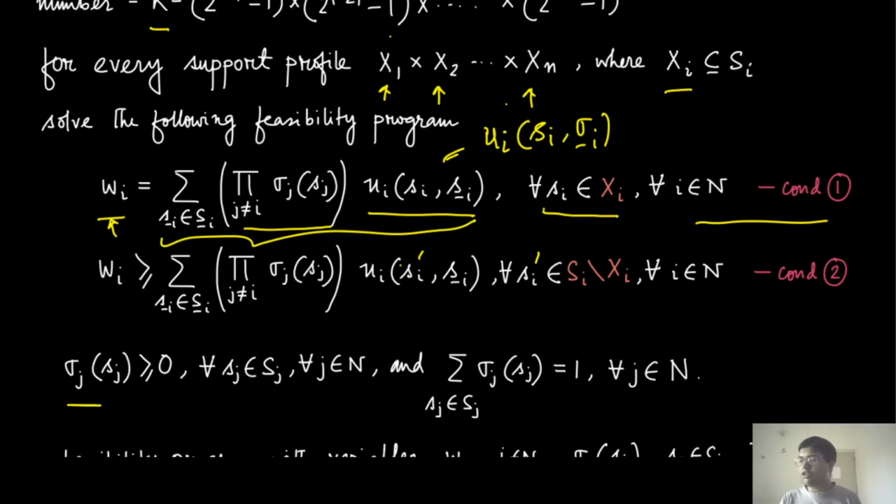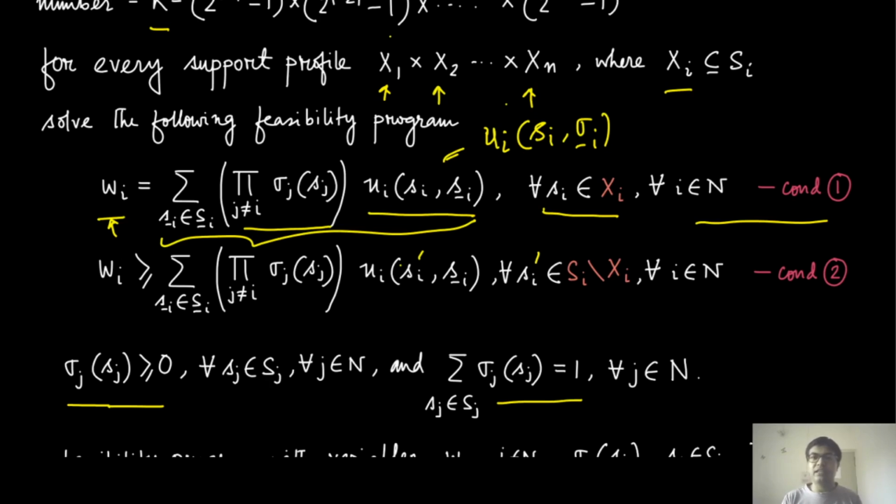So you have all these sigma_i's, sigma_j's. They are probability distributions, so they must be non-negative and they should sum to 1. These are the two conditions that you have to satisfy for all the players. So this is essentially the algorithm. Now this is a feasibility program that you just have to solve. You iterate over all the support profiles X1 cross X2 to Xn, and whenever you find a solution to this feasibility program, you output that as a mixed strategy Nash equilibrium. There could be multiple mixed strategy Nash equilibria.